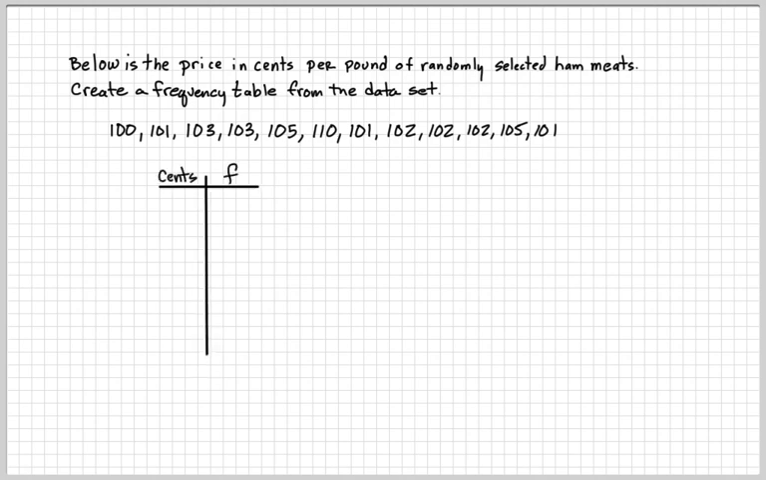So again, we write the table. We have cents on one side, frequency on the other. How many ham meats that are cents per pound have $1 or 100 cents? It seems like just 1. Then 101 seems like there's 2 or 3. And you can see that I'm crossing them out in this case so I can figure out if I missed anything. 102, there's 3 of them. 103, I don't know, 2. 105, there seems to be 2. And 110, there seems to be 1.